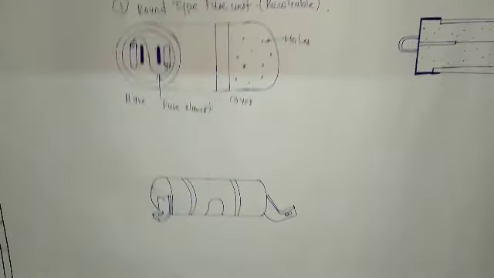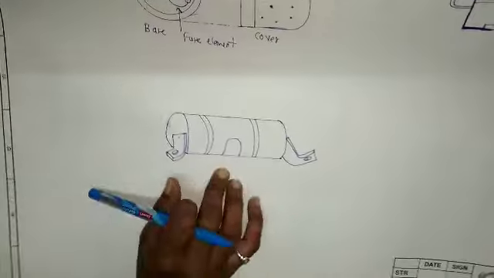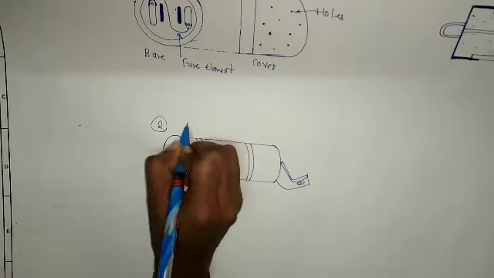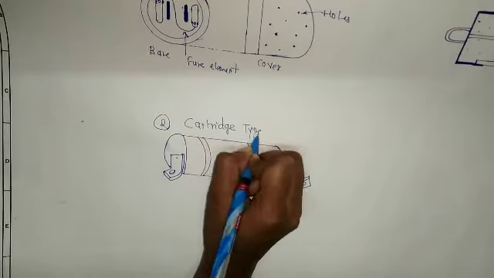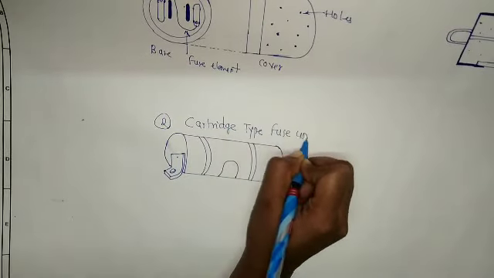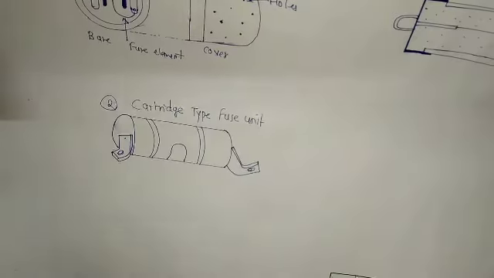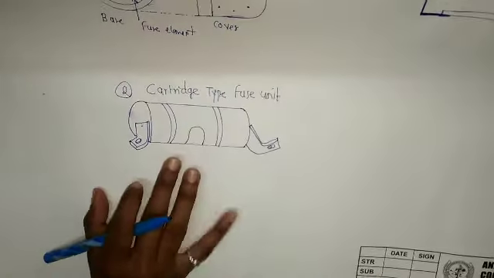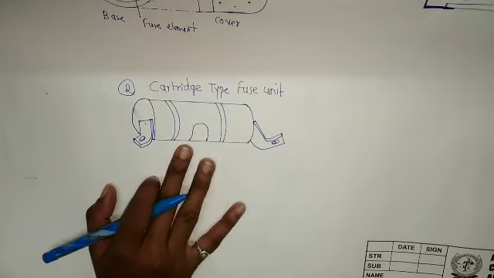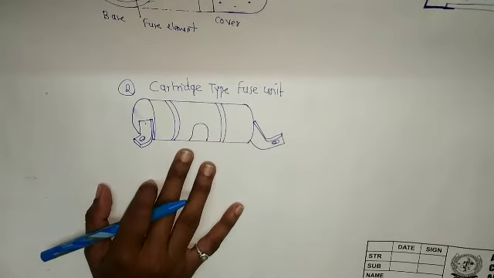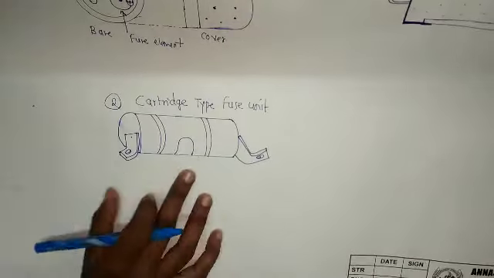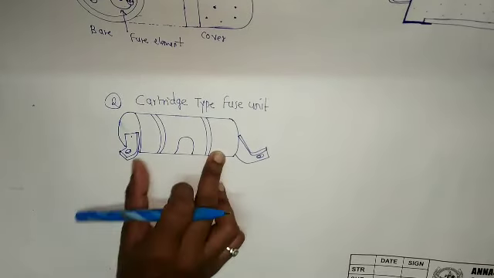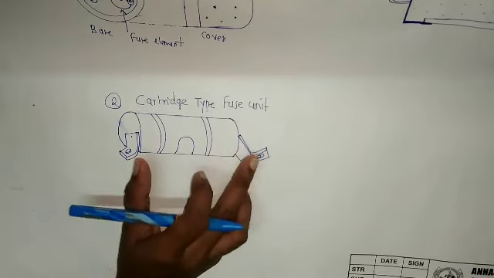Now we will see the cartridge type. This is the diagram of the cartridge type fuse unit, the second type. This is non-rewirable. First we saw the round type, that was rewirable, but here this cartridge type is non-rewirable. That means it is not possible to rewire the fuse element or fuse wire.